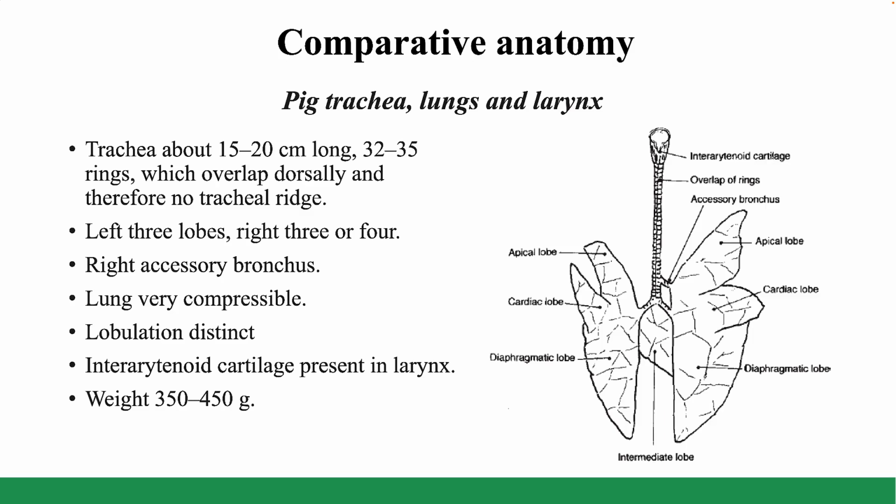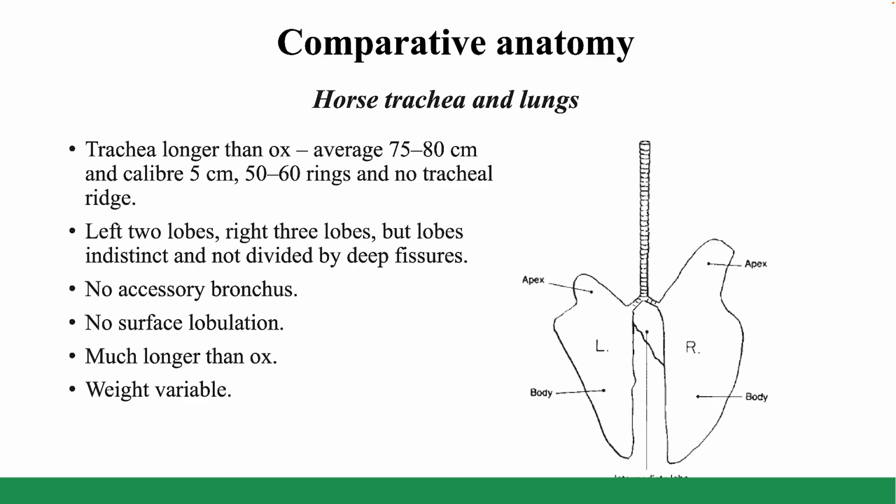The lobes: we have 3 lobes on the left, and 3 or 4 lobes on the right side. We also have the accessory bronchus and the apical lobe. In contrast to the ox, pig's lungs are very compressible, and lobulation here exists. It is very obvious. And weight varies from 360 grams to 450 grams.